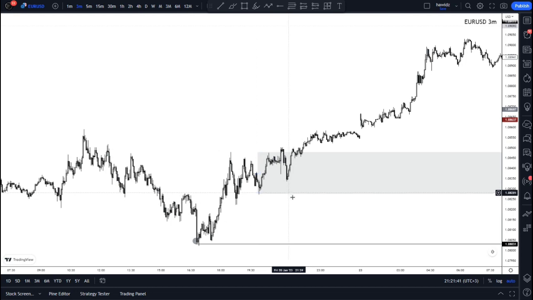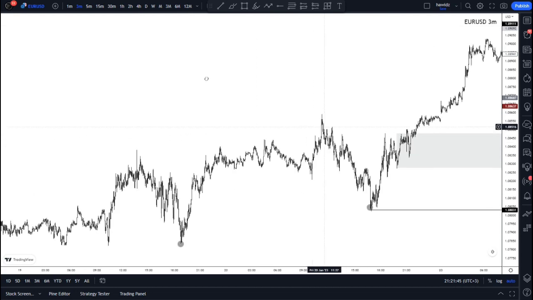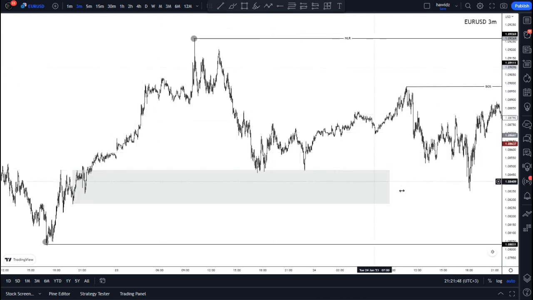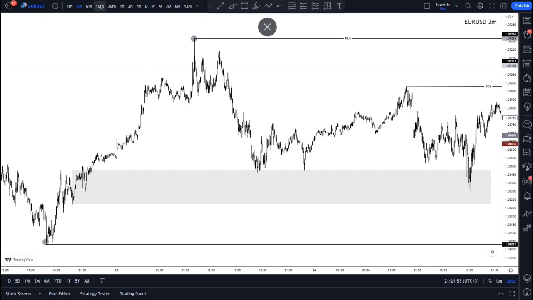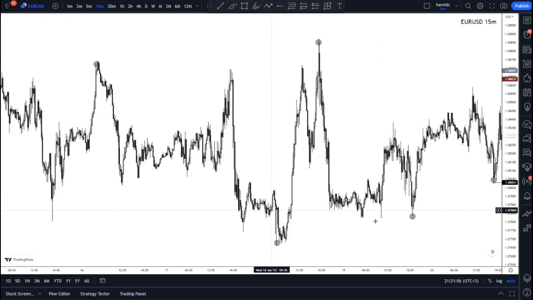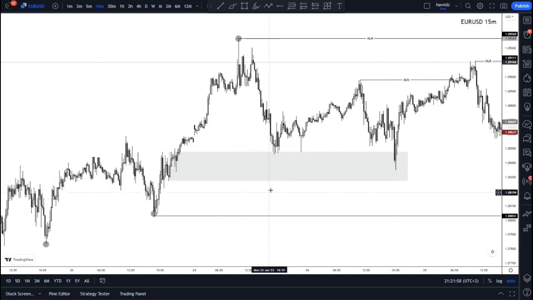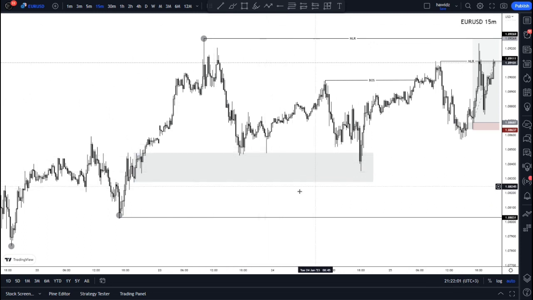So this is basically our potential last down move before the up move, right? And from there we can now just make this zone a little bit large, and then we could go back to the 15-minute time frame to see what do we have. So we're having this as our zone, of course, and price now has made a high.